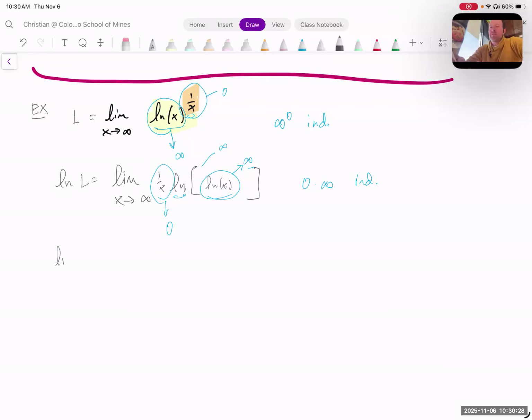So let's keep the left side natural log of L. On the right side, let's take the limit as x goes to infinity and draw a fraction. Let's keep natural log of x in the numerator, and then put the x in the denominator, because it's 1 over x. It's like multiplying 1 over x times natural log of x. Natural log of x stays in the numerator, and then x slides over into the denominator. Now we have infinity over infinity. We could use L'Hopital's rule.